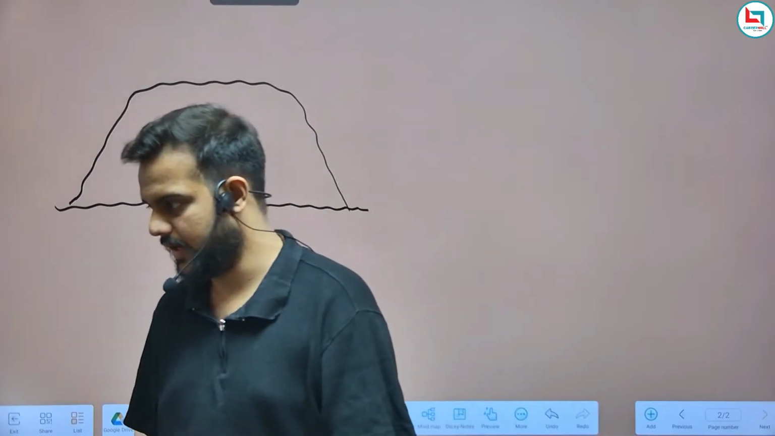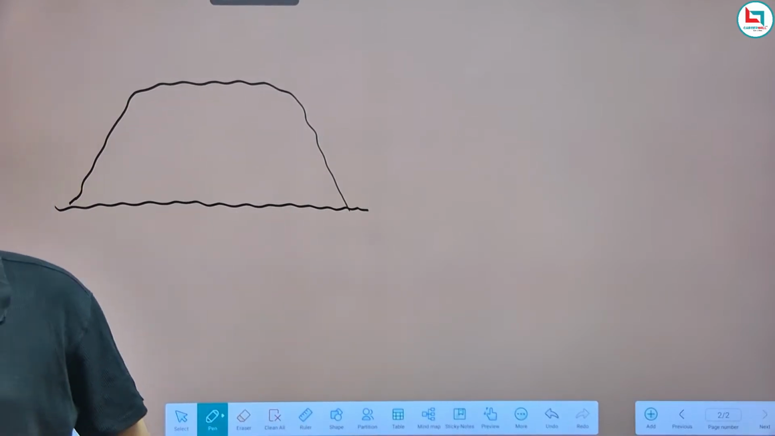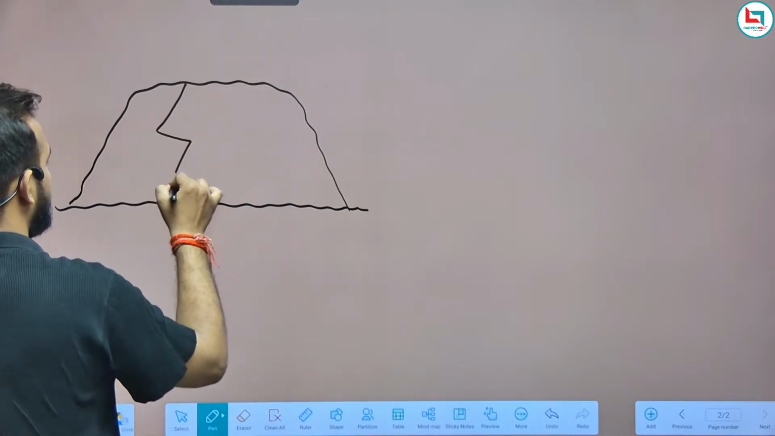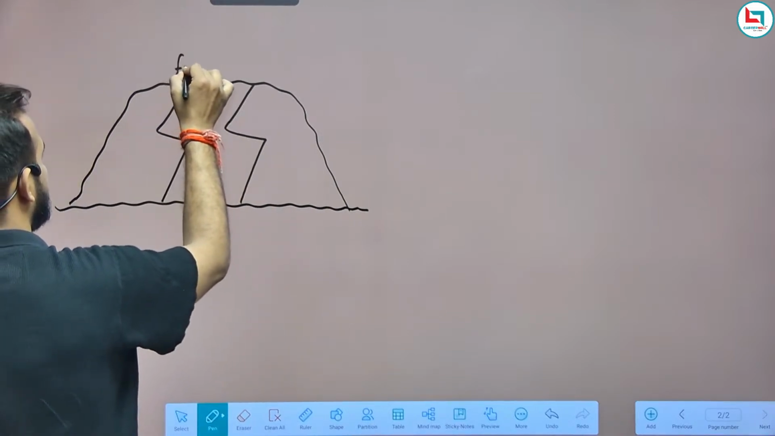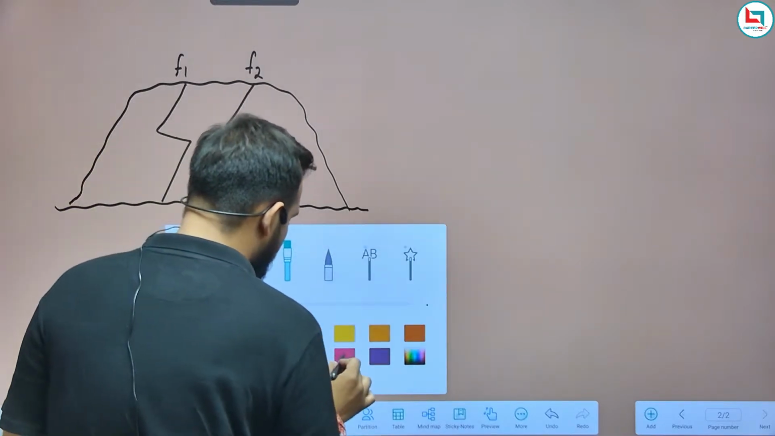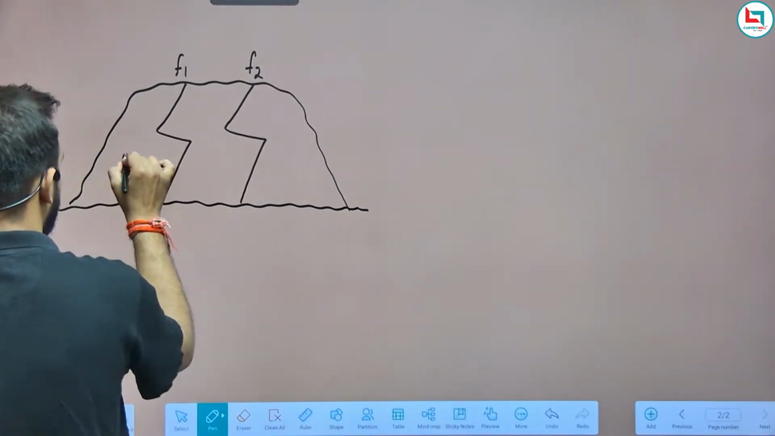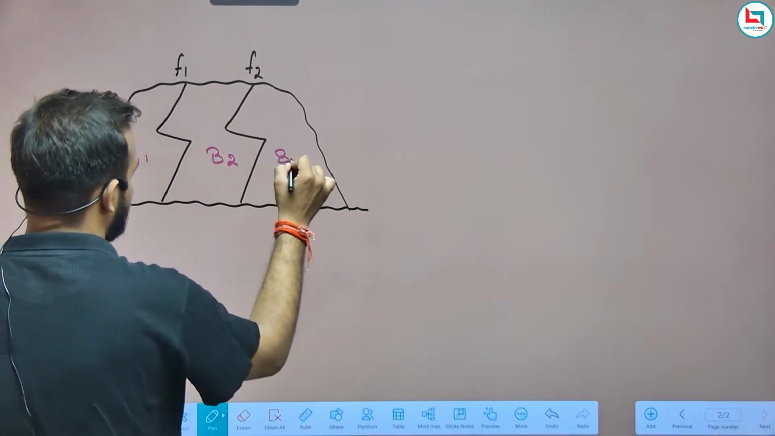We are talking about the process of faulting. After this we will talk about reverse faulting. So here, what would be the case? Due to the seismic activities, we have the presence of fault lines over this particular Inselberg. Let's say this is F1 and this is F2. So these two fracture zones have divided this Inselberg into three different blocks: B1, B2, and B3.